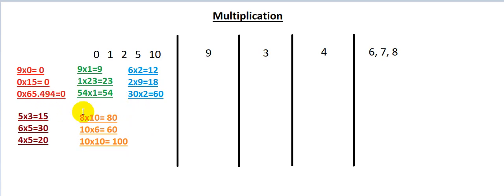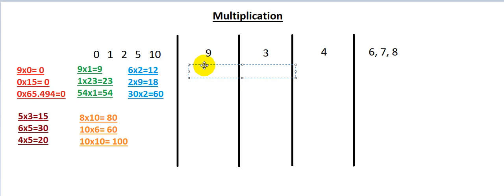Those are the tricks for 0, 1, 2, 5, and 10. Let's move on to 9. With 9, I need to remember the trick of 9, which I do using my hands, where I basically put my hands together with my palms facing me, and I start counting from my left thumb one number for each finger, 1, 2, 3, 4, 5, and so on. And I only close the finger of the number that I am multiplying 9 with.